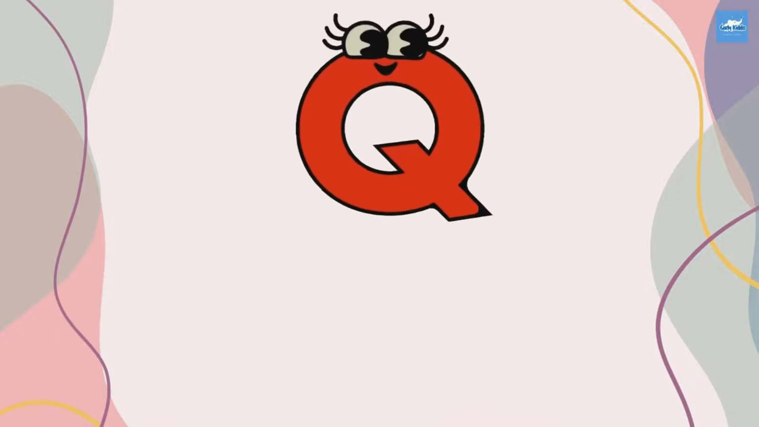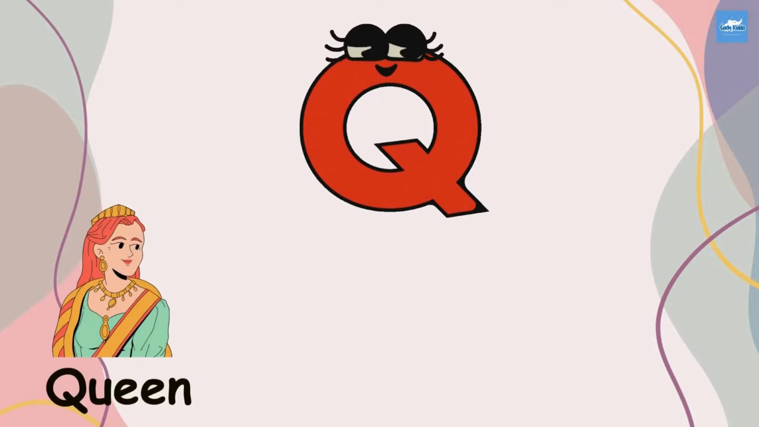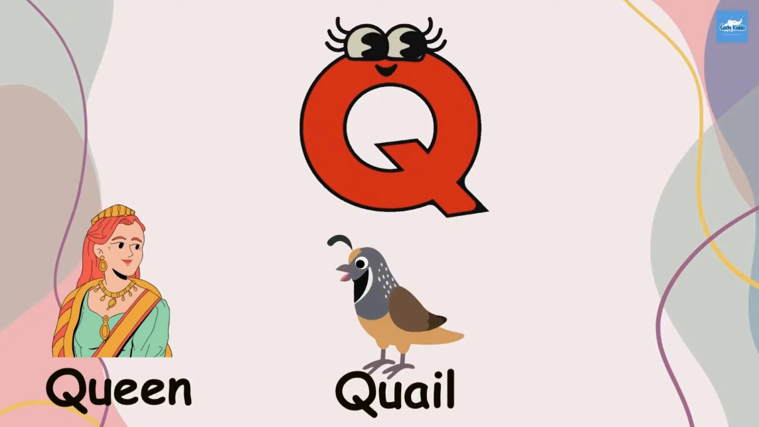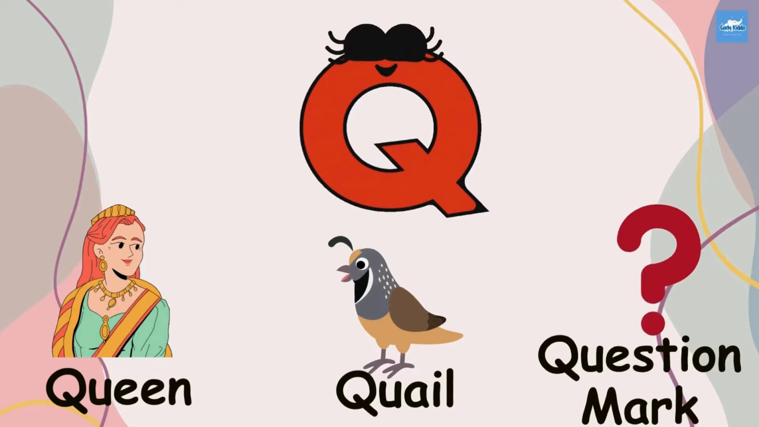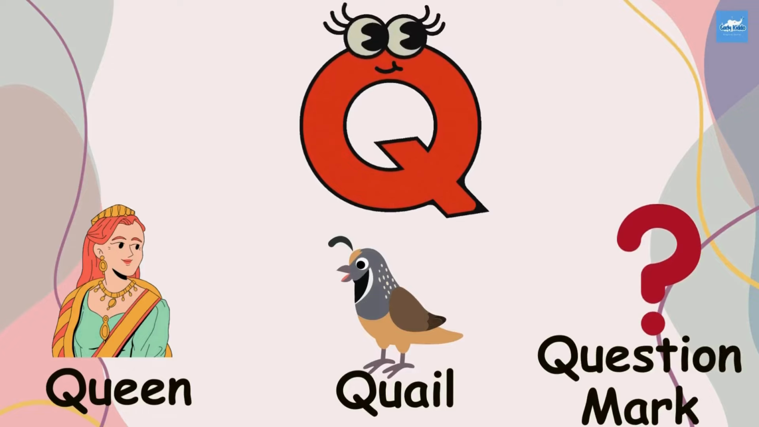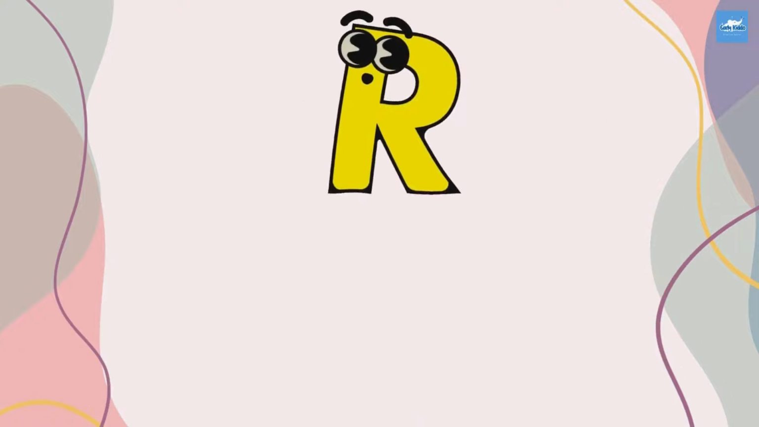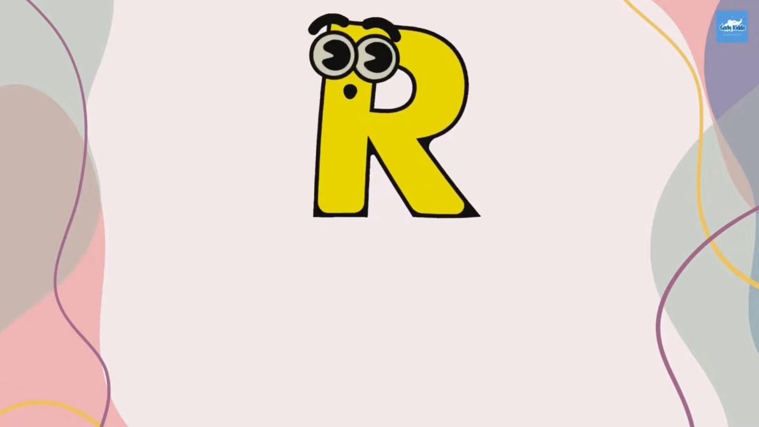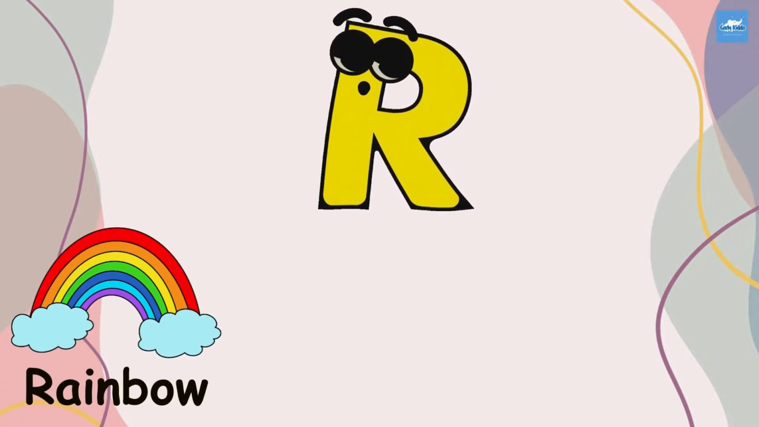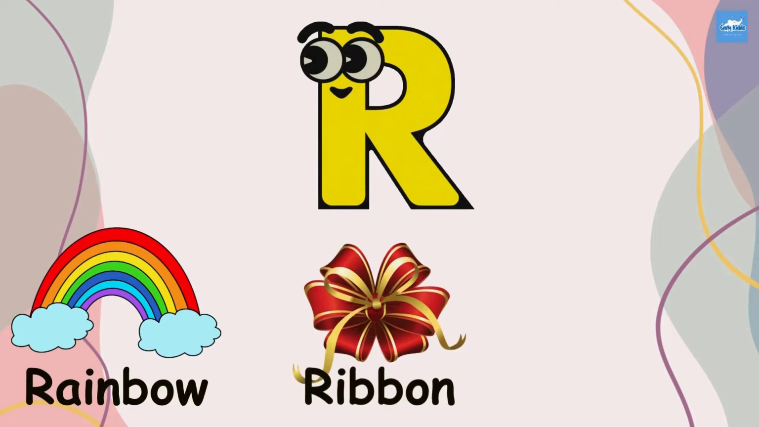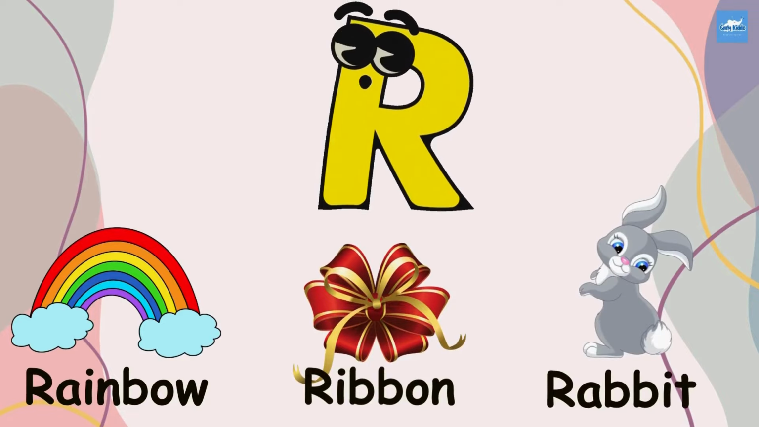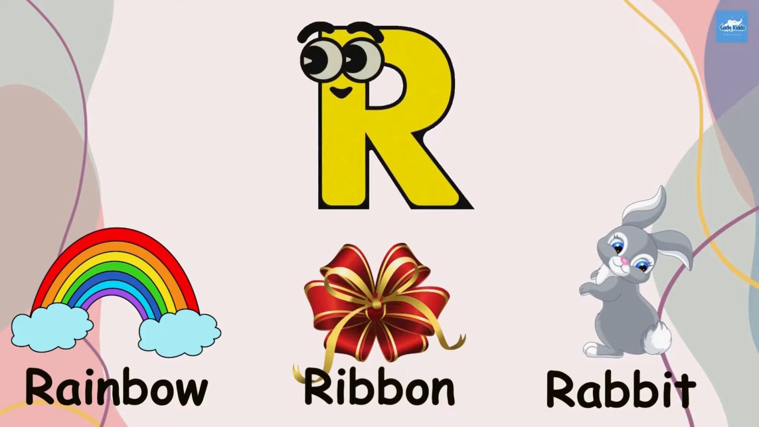Letter Q. Q for queen. Q for quail. Q for question mark. Q says qua, qua, qua. Letter R. R for rainbow. R for ribbon. R for rabbit. R says r.